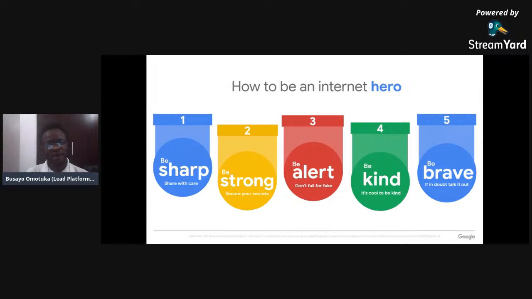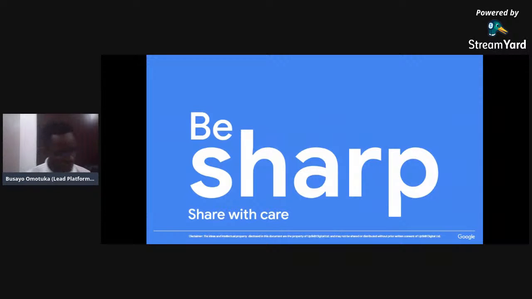So to qualify as a true hero of the internet, you must be sharp, you must be alert, you must be strong, and you must be kind, and you must also be brave. So these are 5 characteristics of an internet hero. Right. So we're going to be looking at these 5 characteristics, and see how we can manage this to be able to overcome the bad guys on the internet. So let's go to the next slide and treat them one after the other.